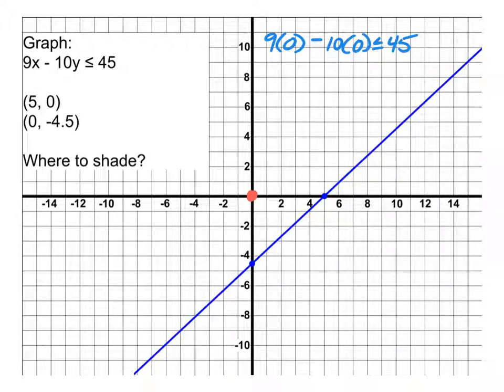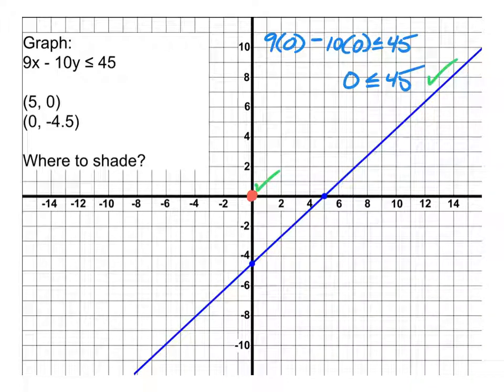I didn't even really have to think to figure out what that left side equals, though, do I? Because 9 times 0 is 0, and 10 times 0 is 0, and 0 minus 0 is 0. By choosing (0, 0), it makes that a very fast process. And so I can just say, okay, well then, is 0 less than or equal to 45? Is that a true statement? Is 0 less than 45? Yes, it is. Because that works, that means this point, (0, 0), works.